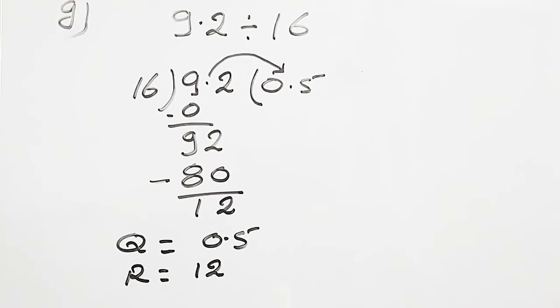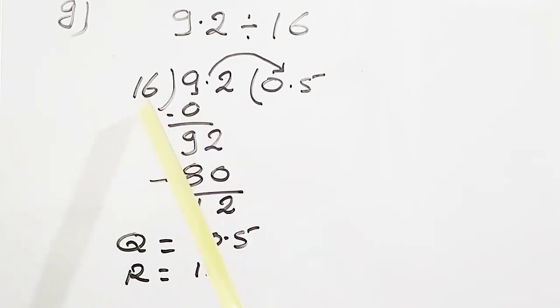Question number G. 9.2 divided by 16. Write the divisor on the left side of the division sign and the dividend inside the division. First we divide the whole number part. In this dividend, 9 is the whole number part. So first we divide 9 by 16.